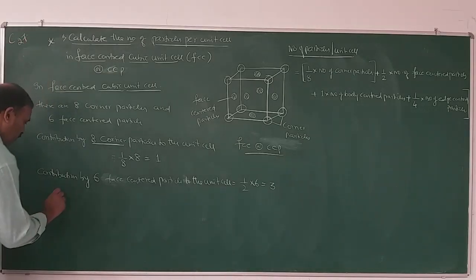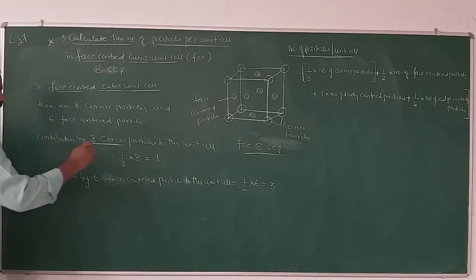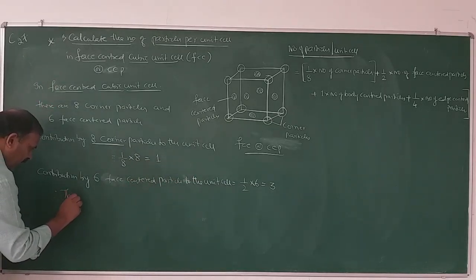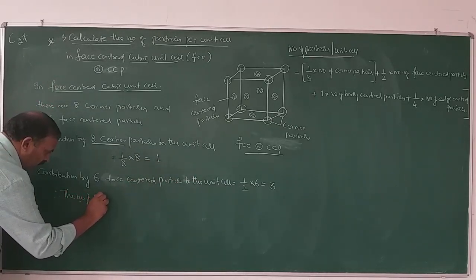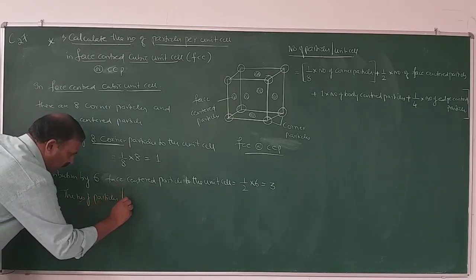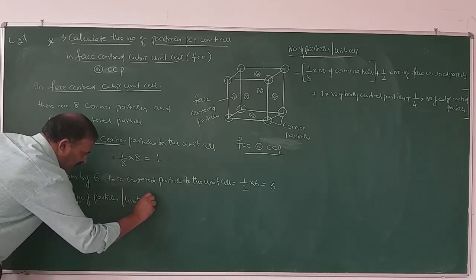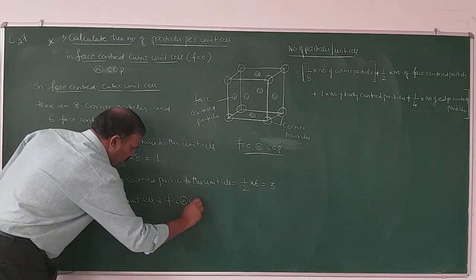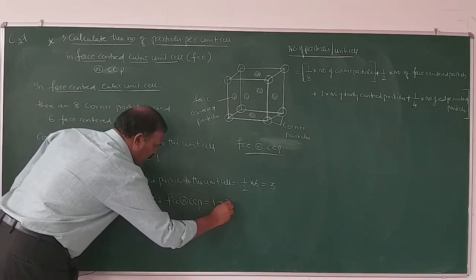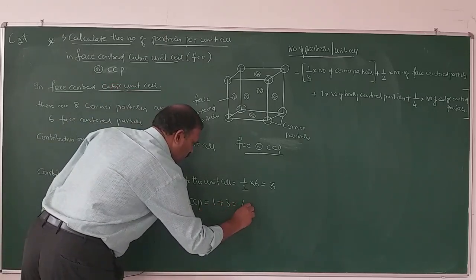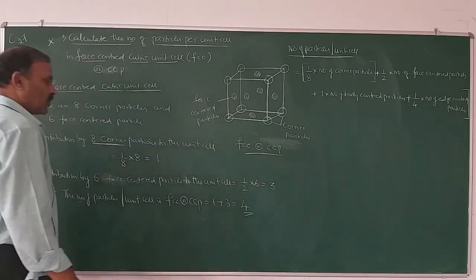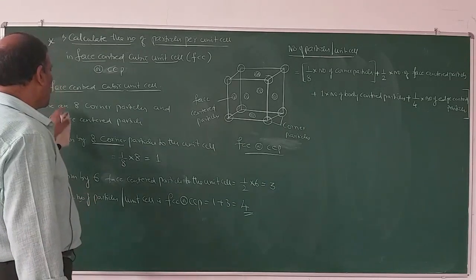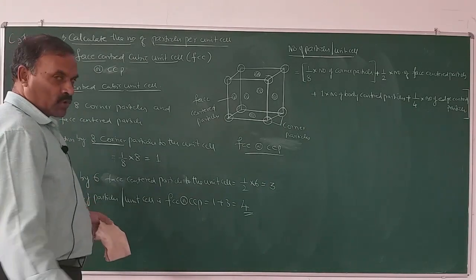So, therefore, adding 1 plus 3, you will get 4. So the number of particles per unit cell in FCC or CCP is equal to 1 plus 3, that is equals 4. So the number of particles per unit cell in face centered cube is 4.